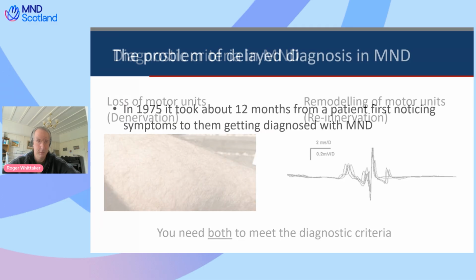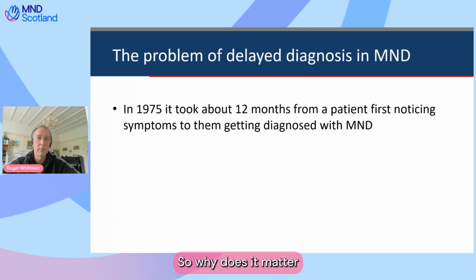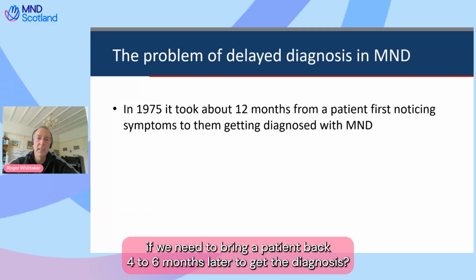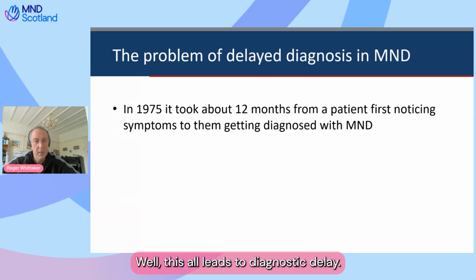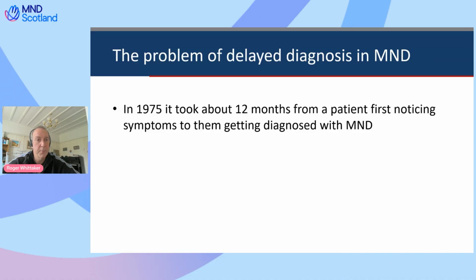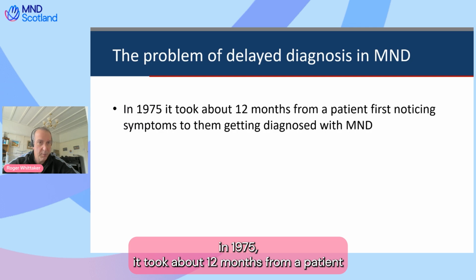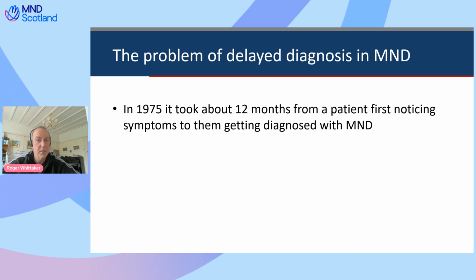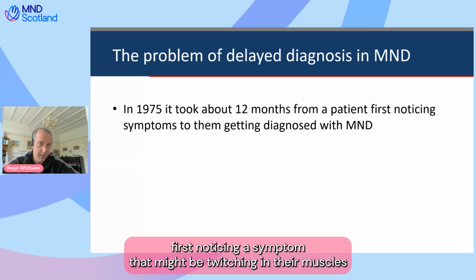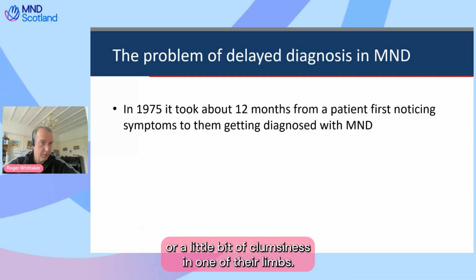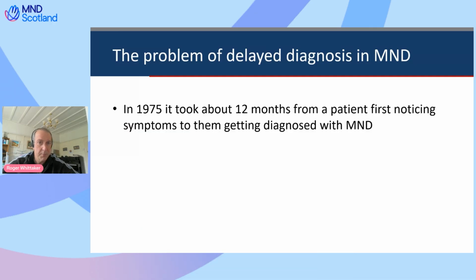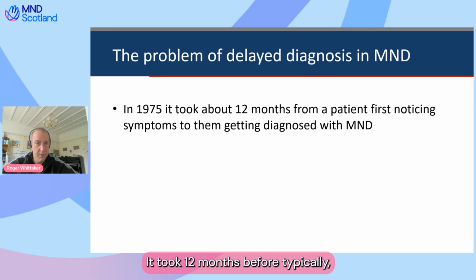criteria. So why does it matter if we need to bring a patient back 4 to 6 months later to get the diagnosis? Well, this all leads to diagnostic delay. And if we think back 50 years, in 1975, it took about 12 months from a patient first noticing a symptom, that might be twitching in their muscles or a little bit of clumsiness in one of their limbs. It took 12 months before typically they would be finally given a diagnosis of motor neuron disease.